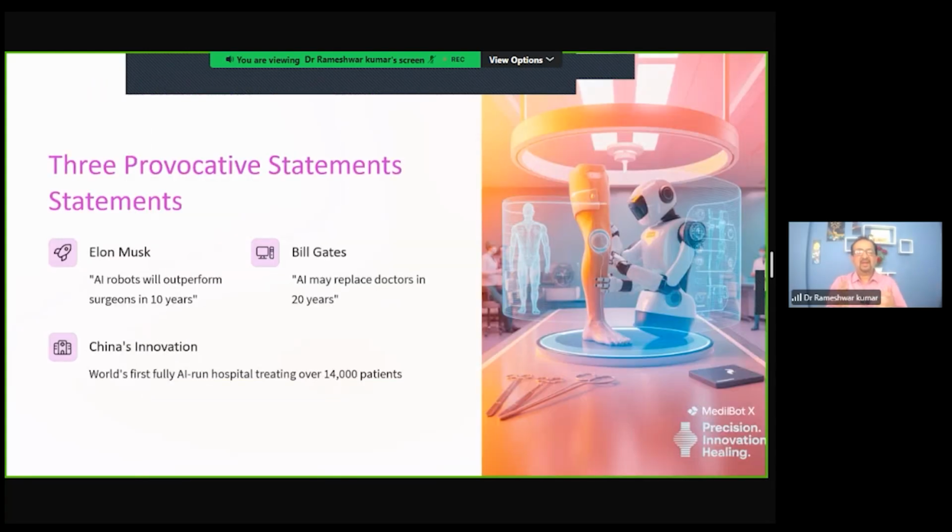And once again, I come to the questions that started my journey of this presentation, with three provocative statements. Elon Musk said that AI will outperform surgeons in the coming 10 years. Bill Gates has said that in 20 years, AI may replace doctors.